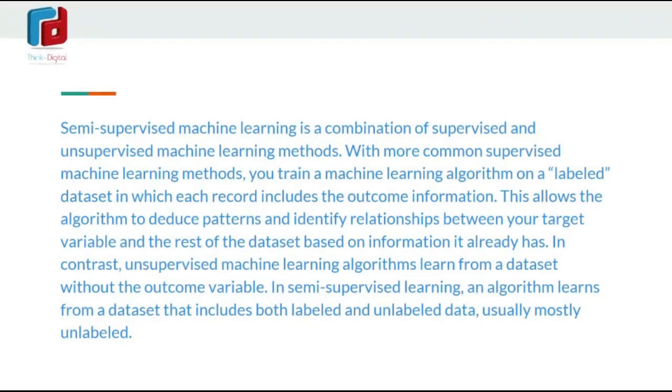Now we talk about semi-supervised. In this, an algorithm learns from a dataset that includes both labeled and unlabeled data, but usually it has more unlabeled data as compared to labeled data. There was a response in the chat in which Dhruv said maybe some data will be labeled and some not. Yeah, most of them will be unlabeled. So this is semi-supervised learning.